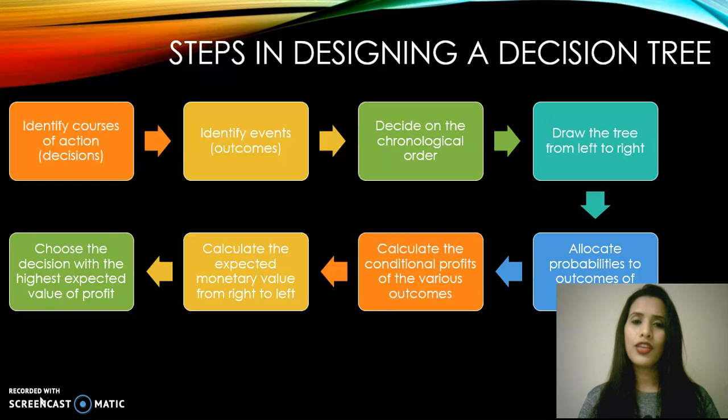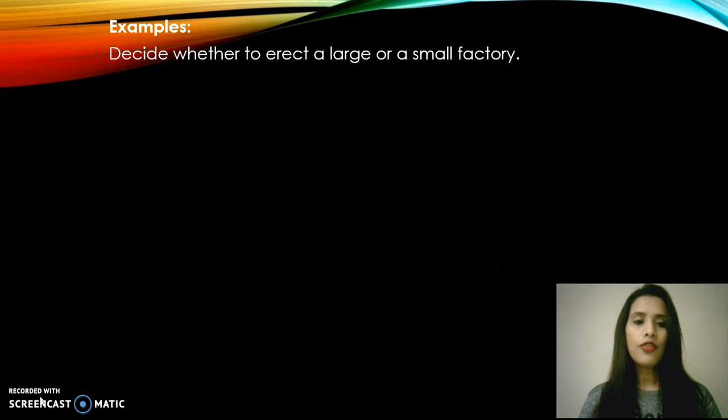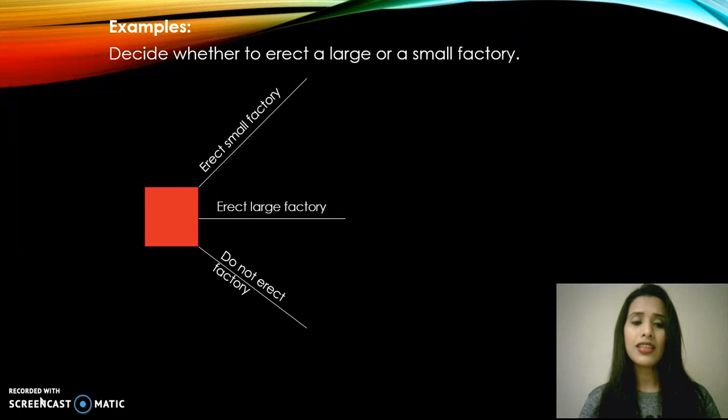Next, I'm going to take you through some very simple examples of decision trees. The first example is to decide whether to erect a large or a small factory. Now the choice here is a large or a small factory. But not to erect a factory should also be an option.